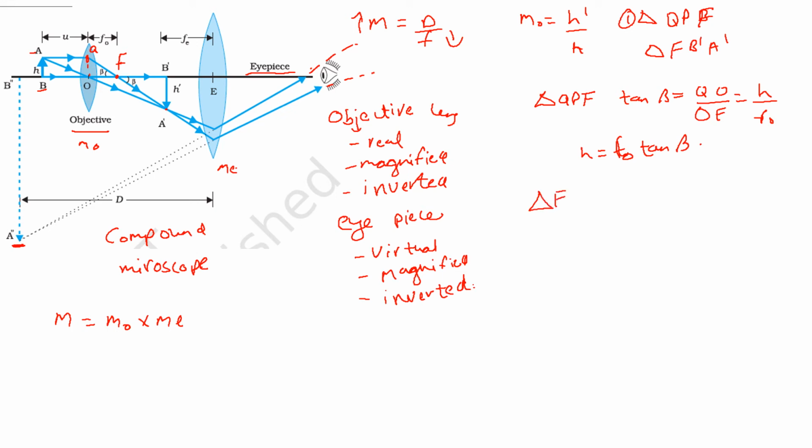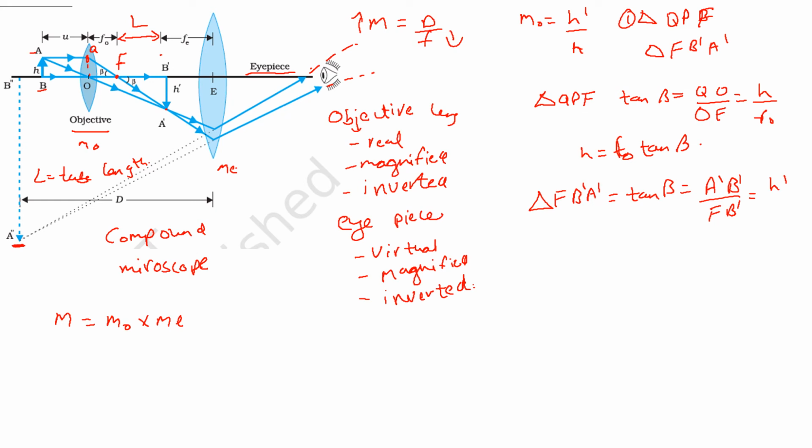Similarly for triangle FB dash A dash, I can write tan beta equals A dash B dash upon FB dash. A dash B dash is H dash. What is FB dash now? FB dash is this distance, known as L. L equals tube length, that is the distance between the two focal points. The distance between the two focal points is known as L, that is the tube length.